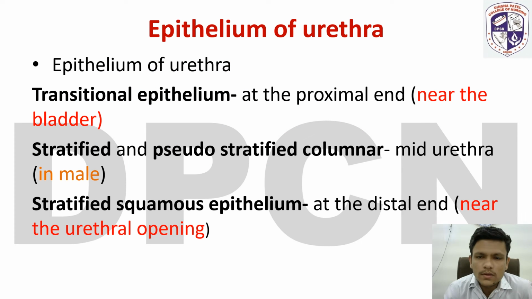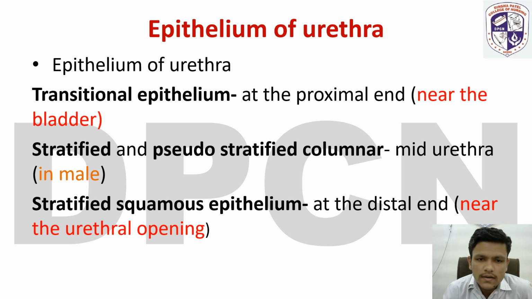Next, epithelium of the urethra. There are mainly three epithelial layers of the urethra: transitional epithelium, next, stratified and pseudostratified columnar, and third, stratified squamous epithelium. First, transitional epithelium is at the proximal end, near the bladder.